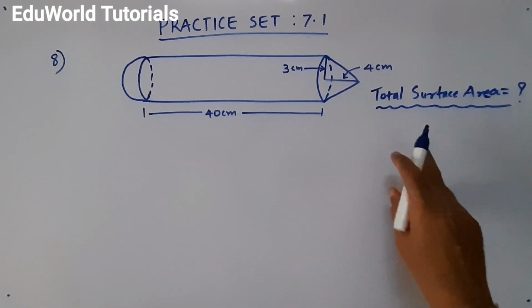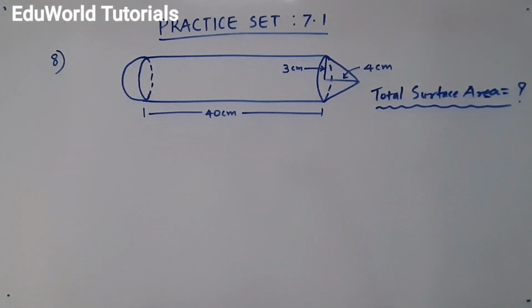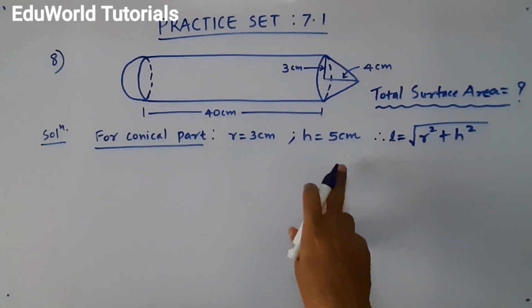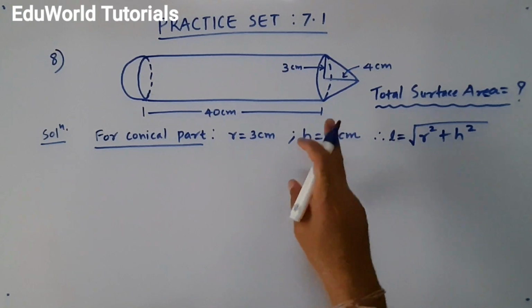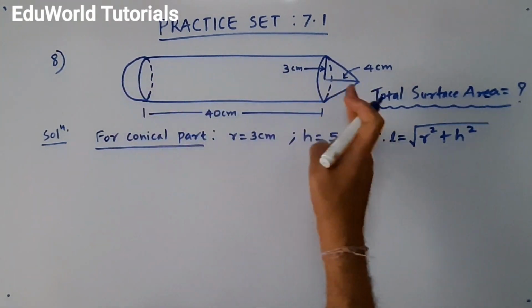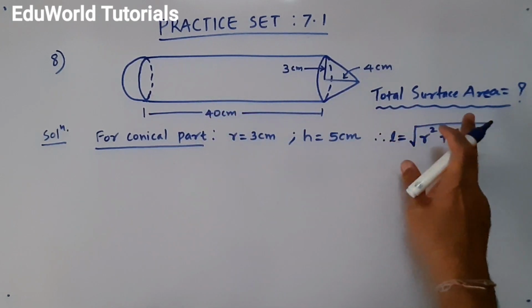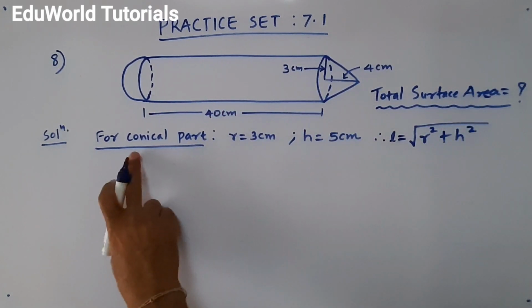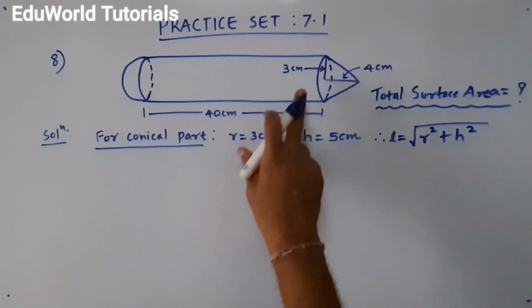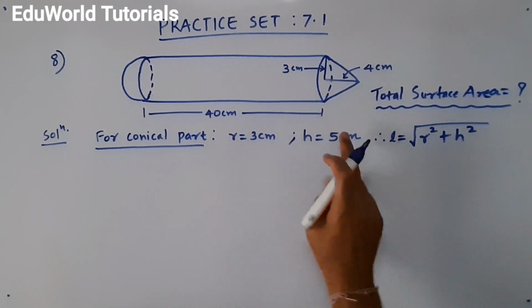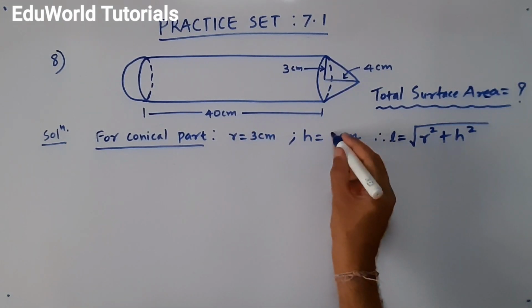Now how to do this sum? Let us follow the steps. So students, as I told you, we have to find curved surface areas of all these 3 solids, and then we have to add all of them to get total surface area of the figure. Now for conical part, you are seeing radius is 3 centimeter and height is 4 centimeter.